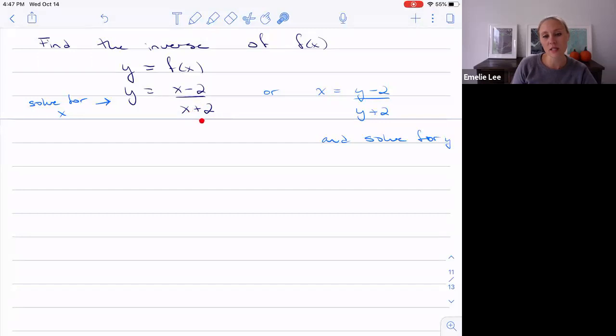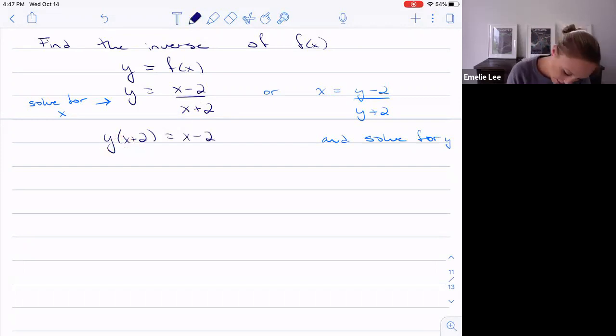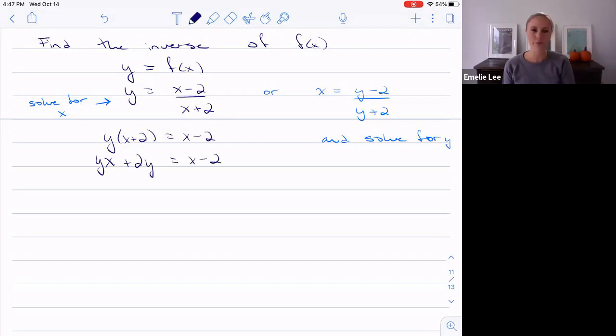So if we have to solve for x here, then I'm going to move this x plus 2 over to the left-hand side by multiplying. So I get y times x plus 2 must be x minus 2. I'm trying to get x on its own, so that means breaking it out of this bracket, which means I have to expand this y inside. So I get yx plus y, usually we write 2y, right? 2y is x minus 2.